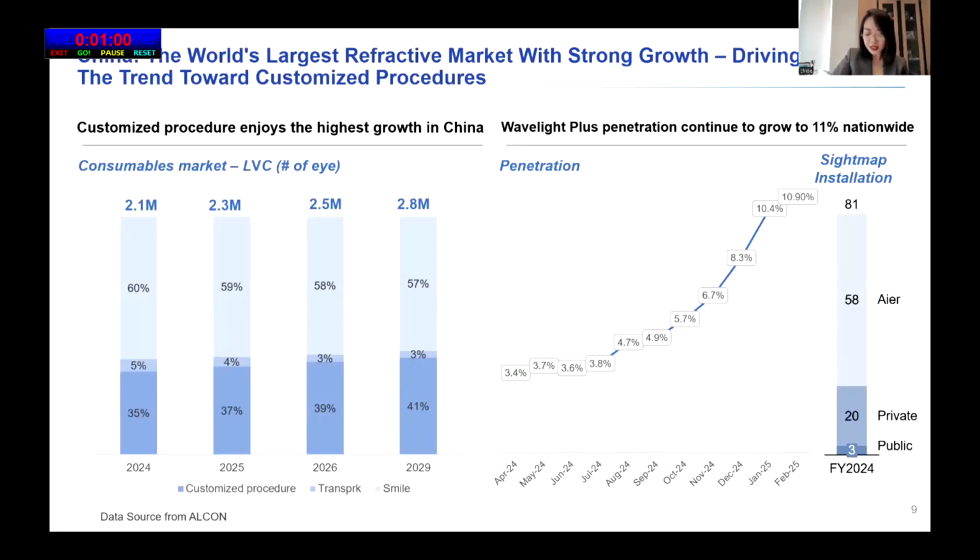At the same time, we can also see the WaveLight Plus installations data as of the end of 2024. In mainland China, a total of 81 units have been installed, with 58 units in IOL and 23 units in other private and public eye institutes.